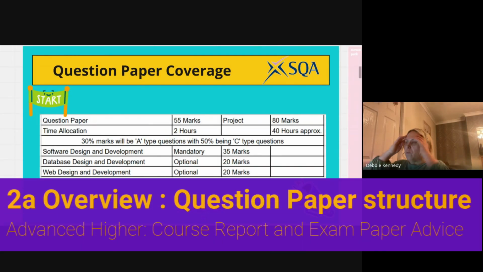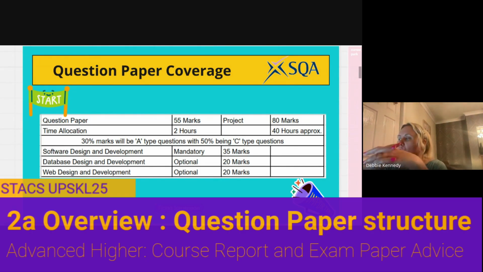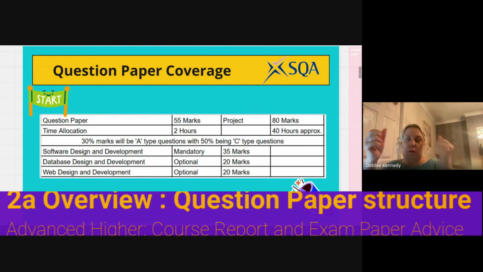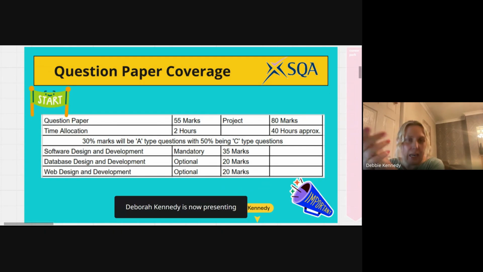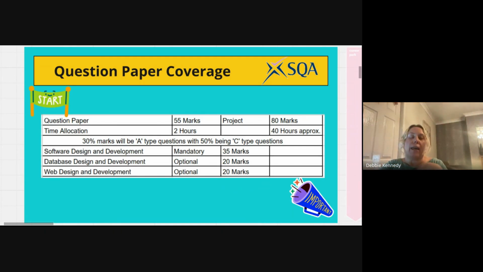So we thought we would just begin by going over the structure of the course. We know that a lot of the people that attend these sessions have been doing Advanced Higher for a while, but we're also aware that we've got a new person in tonight who's going to be teaching it, and that it will also be getting used in future as part of STACS.